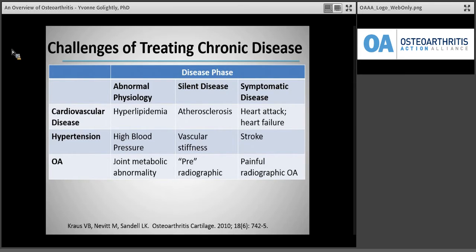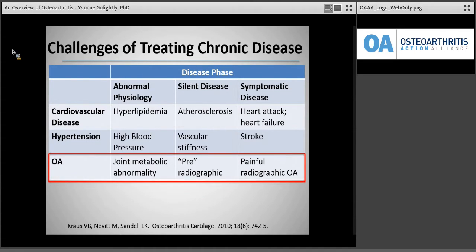We try not to wait until the patient has that heart attack or heart failure, but we try to do things early on, looking at their blood work, looking at the abnormal physiology where there may be increased levels of blood lipids, and trying to intervene at that point before they have that symptomatic disease. When it comes to osteoarthritis, what happens is we often have that patient right when they're at that end-stage symptomatic disease, and it gives us very few options.